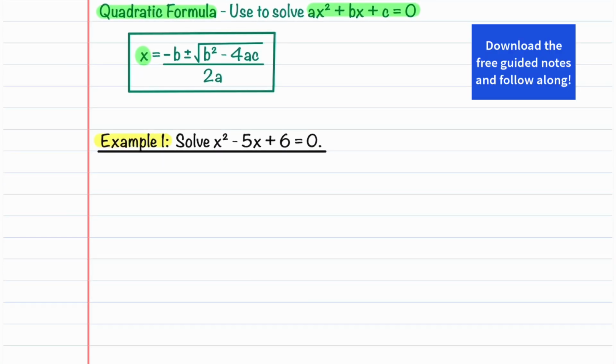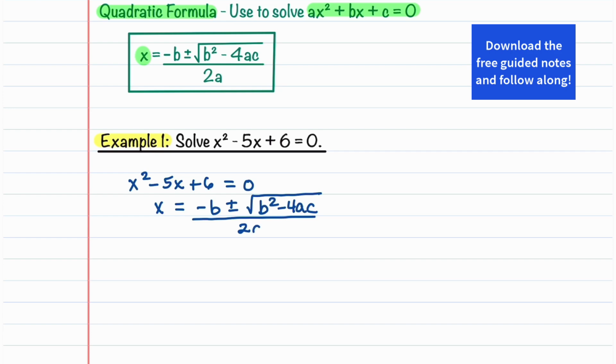In our first example, we are going to be solving x squared minus 5x plus 6 is equal to 0. This equation can easily be solved by trial and error, but I wanted to use an easy one to show you how the quadratic formula works. Let's start by writing down the formula. I always encourage students to write the formula because if you write it, you will memorize it. We have the square root of b squared minus 4ac, all divided by 2a.